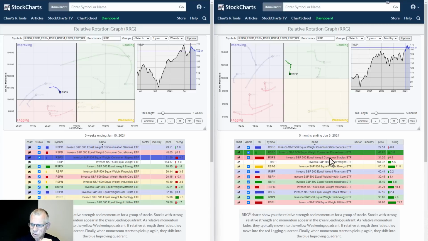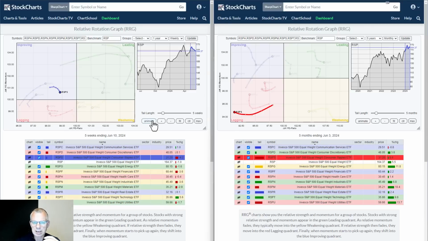And here is consumer staples. That's a difficult one because the long-term one is still inside lagging, but it's kind of starting to pick up.